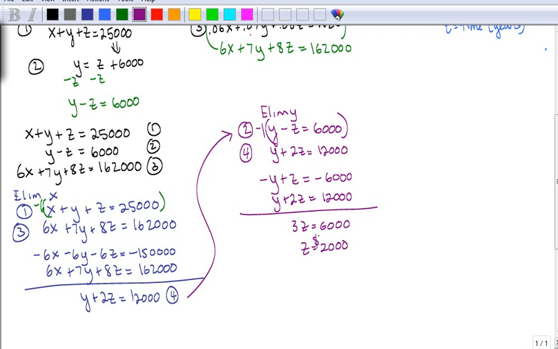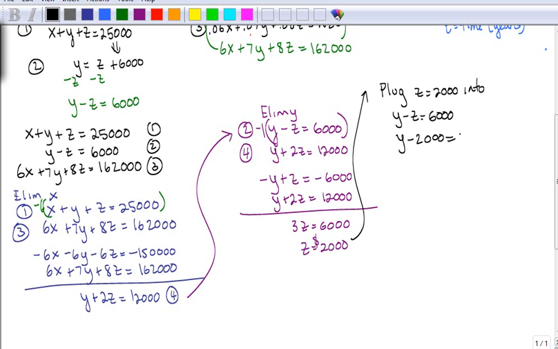To find another variable, the easiest one to find is y, using one of these middle equations, because it's already missing the x. So I'm going to pick one of those. I'll pick maybe equation 2. You can do 4 just as easily. To get y minus 2,000 equals 6,000, or y is equal to, add 2,000 to both sides, 8,000.